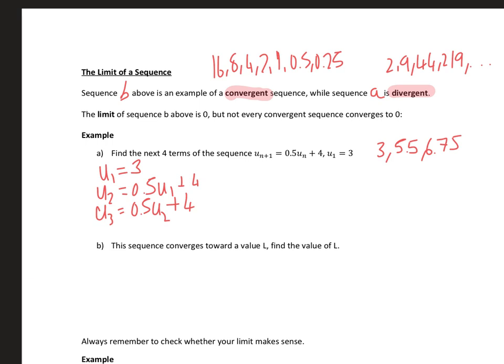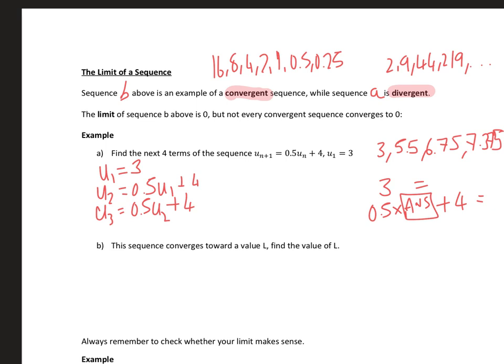Actually, to type these in a calculator, if you press 3, then press equals, and then type in your calculator 0.5 times the answer button plus 4, and then keep pressing equals. It'll keep giving you the next terms of the sequence. So the next one would be 7.375.